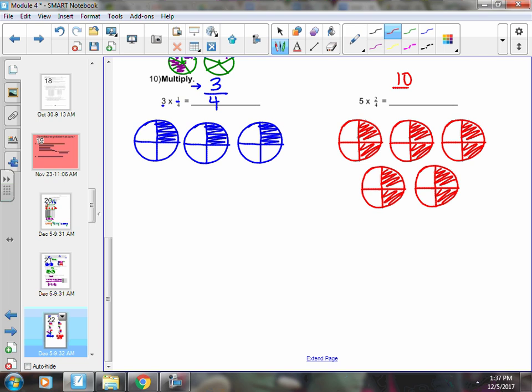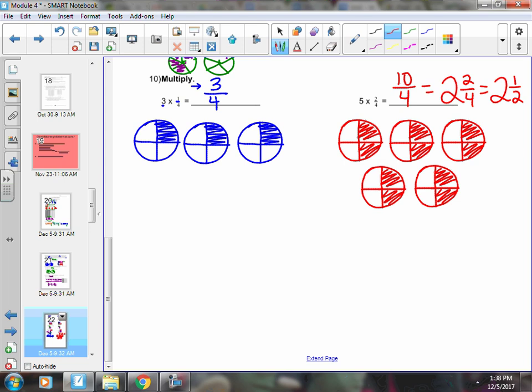I would totally accept 10/4. However, probably the best thing to do would be to change it to a mixed number. I can imagine pulling 4/4 out. There's one whole. I can pull another 4/4 out. There's another whole. That equals 2. And I have 2/4 left. I could even simplify that to 2 and 1/2 as well. I would accept all of those as the right answer.